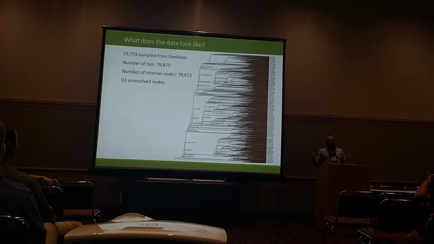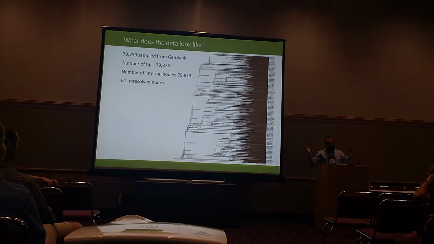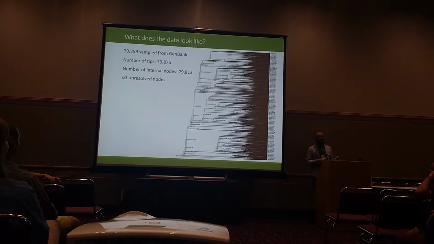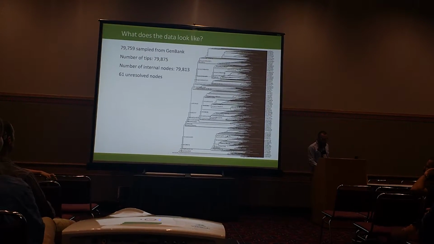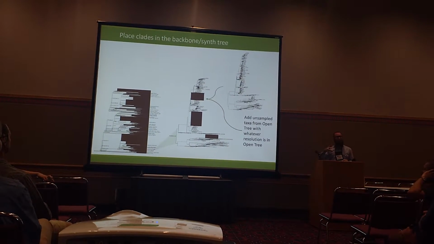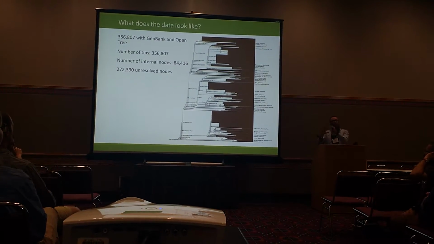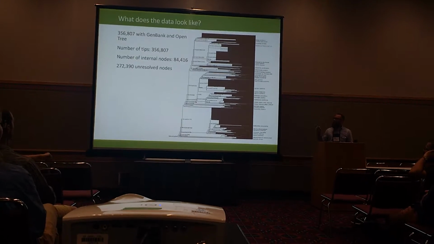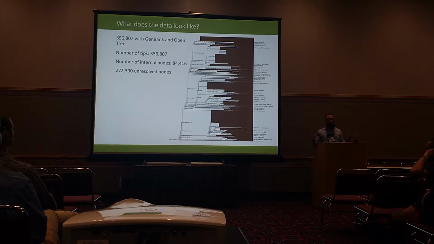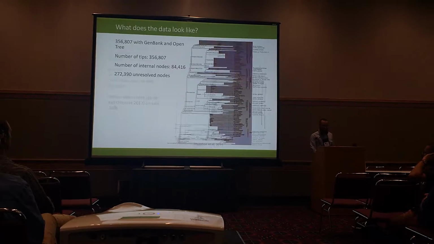So what do we get? If we don't add taxa back that are not in GenBank, this is a tree that has 759 samples from GenBank with 61 unresolved nodes. So that's pretty good. There's a lot more to come. We can also add unsampled taxa back that are in Open Tree that are not in GenBank, and leave the resolution that's in Open Tree. We get a tree that has over 356,000 tips. That's pretty close to the seed plant diversity we would expect. Now you see we have 272 unresolved nodes, so a lot more work to do.